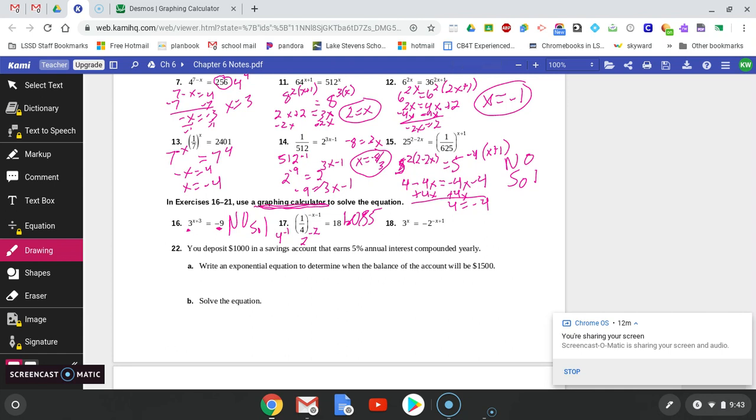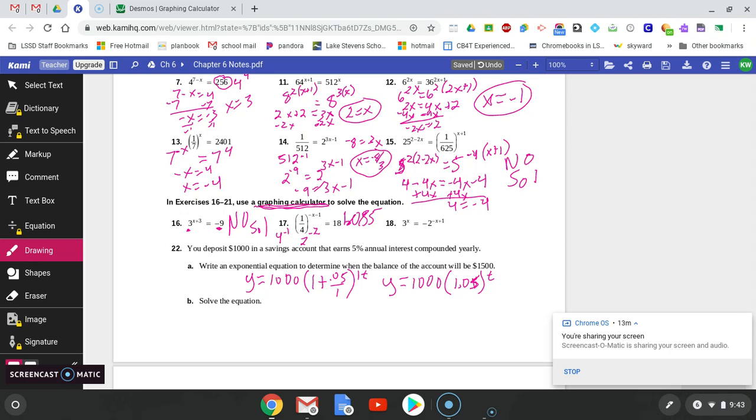So for an exponential equation, we know it's going to be our compound interest. So that's our equation, y is equal to our initial deposit times 1 plus our interest rate as a decimal, so 0.05, divided by how many times it's compounded per year, which in this case is just 1. And then it's raised to the number of times compounded per year times the number of years. So that's my equation. I can simplify this to just y is equal to 1,000 times 1.05 to the t power.